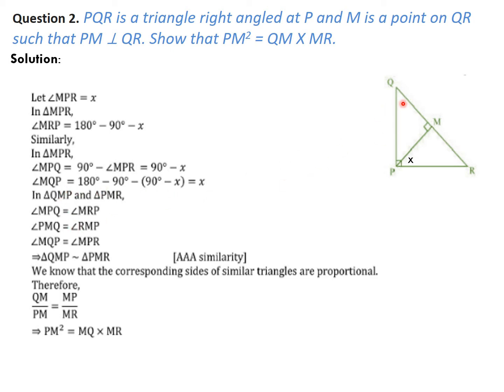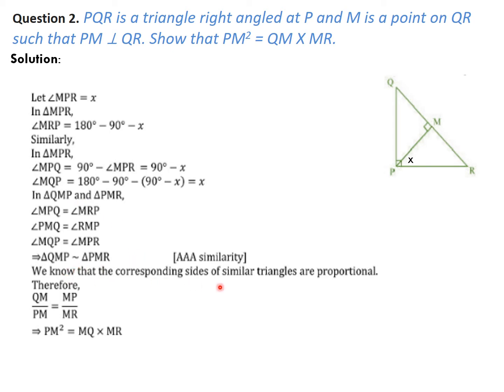So this angle is also x. This is x, this is x. This is 90 minus x, this is also 90 minus x. And these two angles are 90. So we can see this is 90, this is x, this is also x, and these two angles are 90. This one is 90, this one is 90. So we have already got two angles which are equal. So by AAA similarity criterion, or we can say by AA similarity criterion, triangle QMP is similar to triangle PMR.